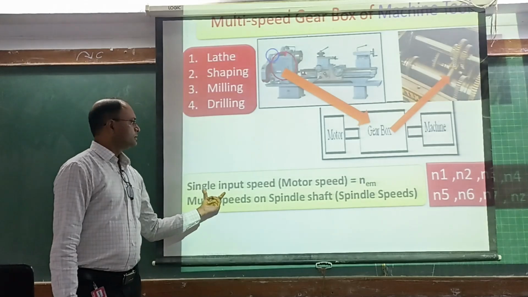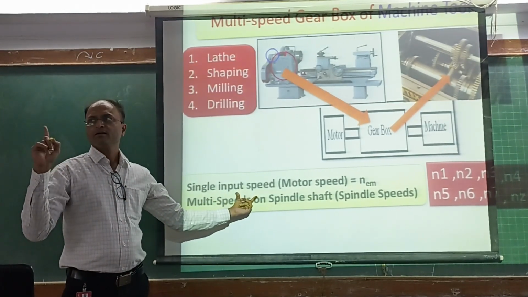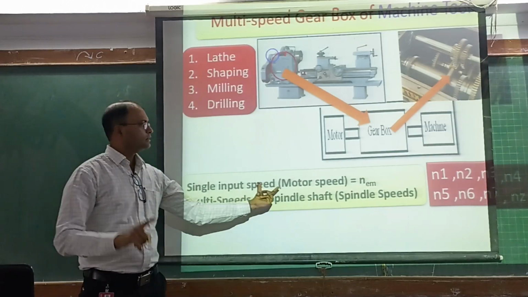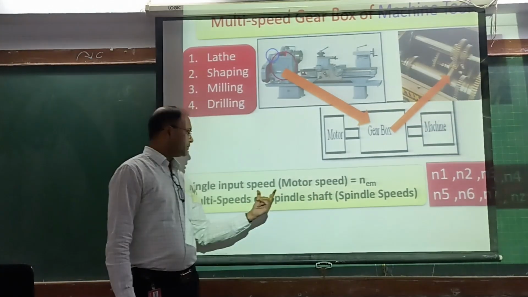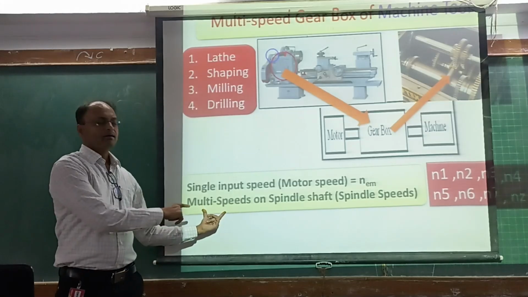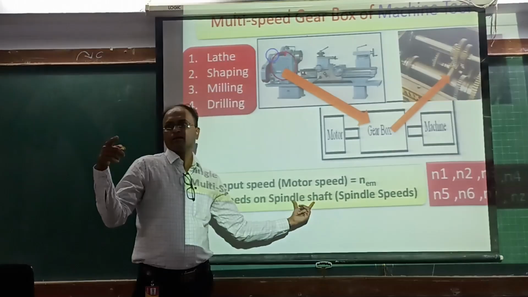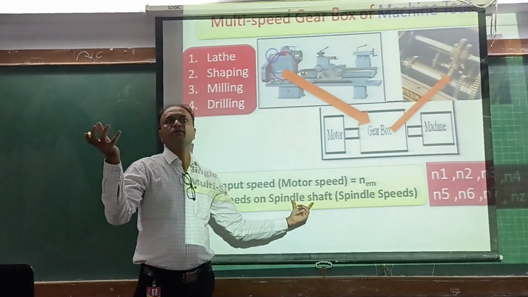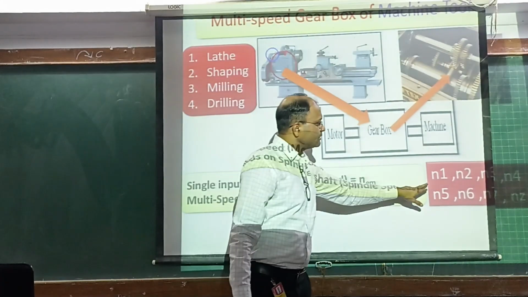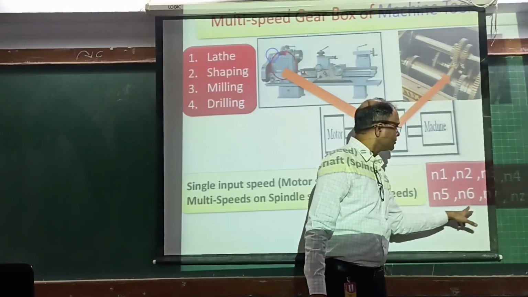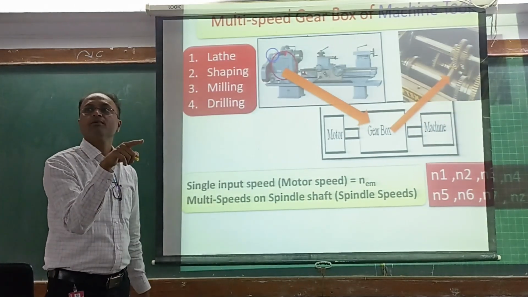So here there is a single input speed, which is supplied by the motor. At the output we get multiple speeds on the spindle, where we mount our workpiece. There may be a number of speeds like N1, N2 up to Nz. So henceforth we will use the term Z for the number of speeds.